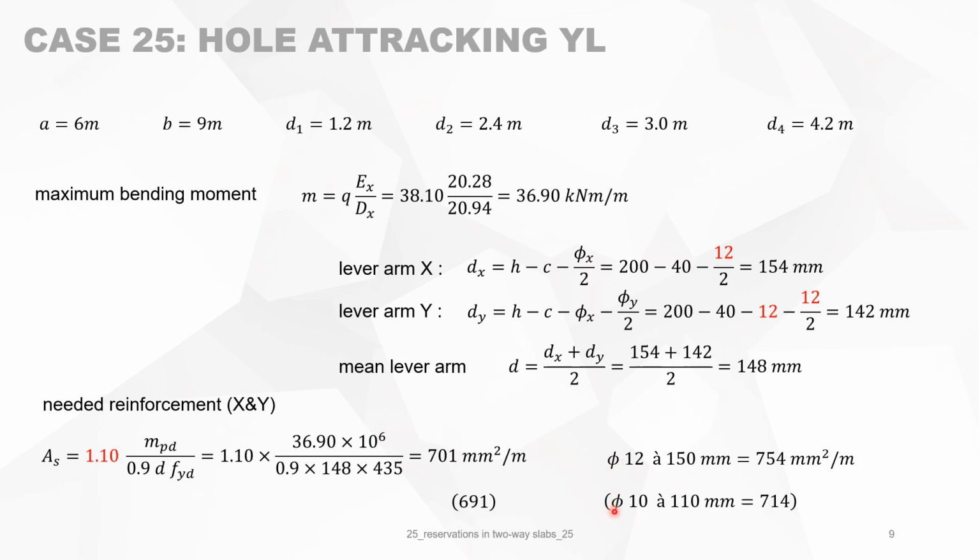Or you can go for a lower diameter, then you fill in there 10, you have a different lever arm, and you can also use diameter 10 every 110. But preferably you should take diameter 12 every 150 millimeters.